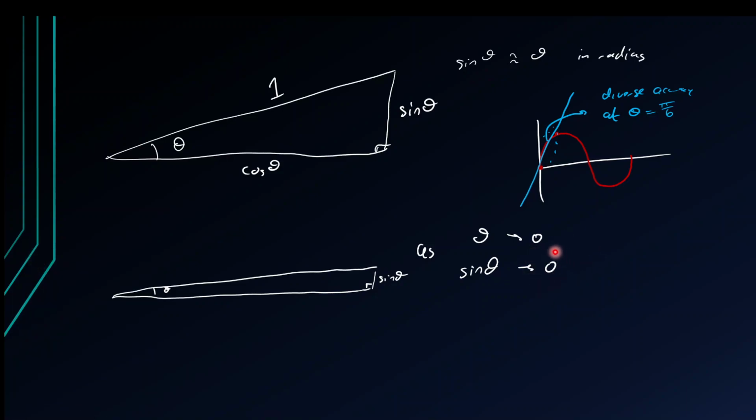However, for very small angles, those less than pi on 6, we can neglect the sine theta because it tends to make differential equations look really messy, and it actually works better if we use theta instead of sine theta in other cases.